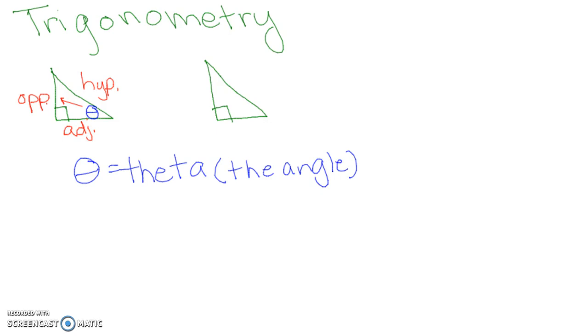Okay, I have a second triangle here because theta can move. What if theta were here in this location? Well, that changes the names because now theta makes this side the opposite side. Hypotenuse will stay the same. The hypotenuse stays the same in any right triangle. It's always the longest side. But then my adjacent side switches too. So now my adjacent side is on the left side and my opposite side is on the bottom.